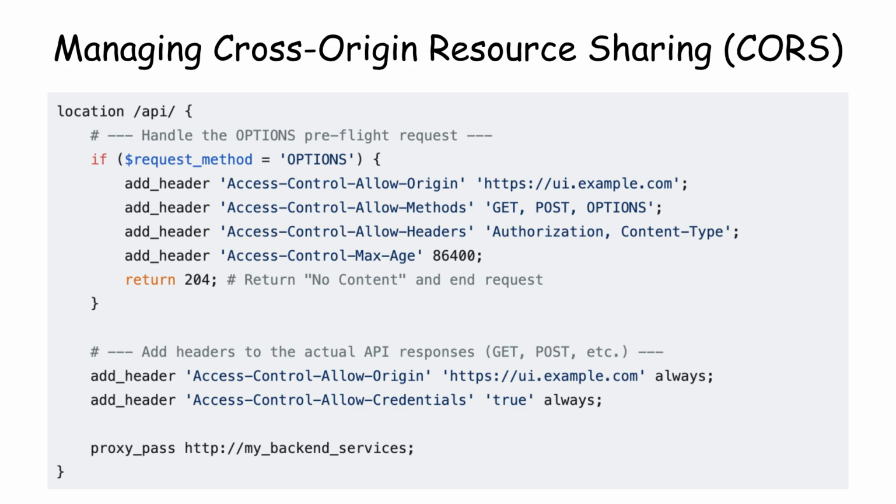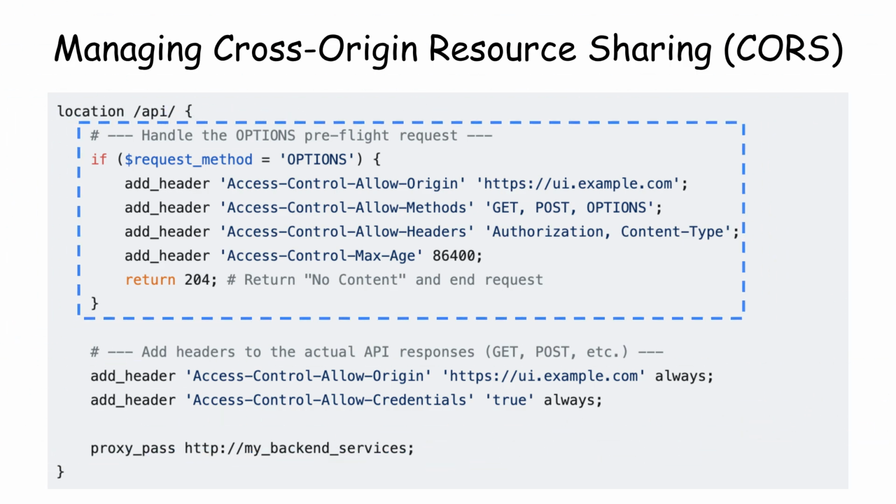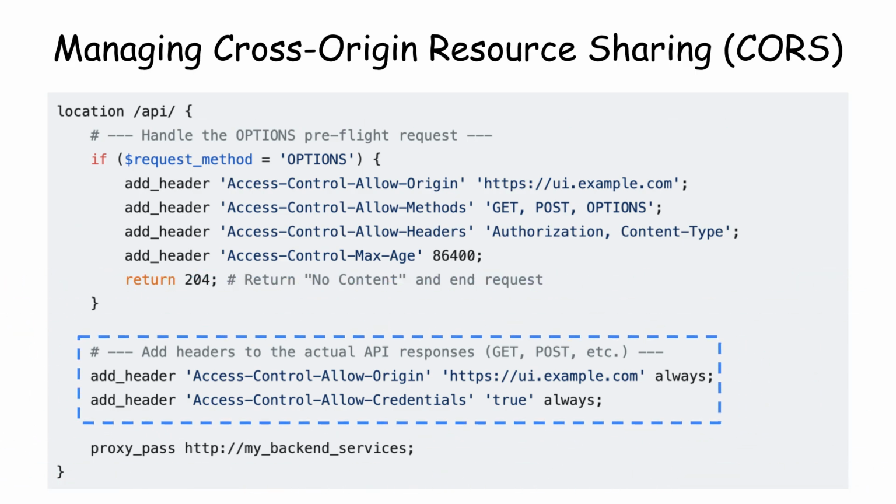We use an if block to detect the OPTIONS method. If we see one, we add the necessary access control headers, like allow origin, allow methods, and allow headers. We then return 204, which is an empty no-content success response. This satisfies the browser's pre-flight check without ever bothering our backend services. For all other requests, like GET or POST, we simply add the required Access-Control-Allow-Origin header to the final response, telling the browser the request is safe.